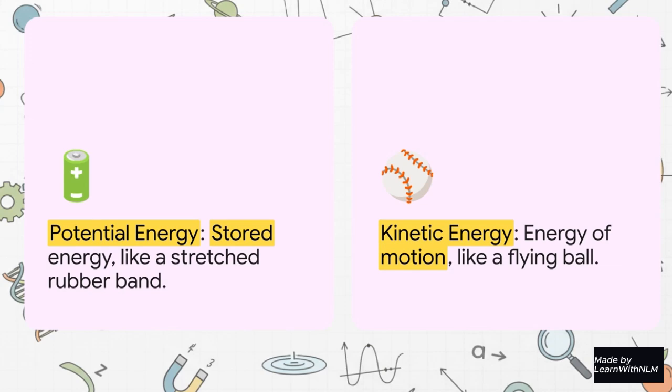First, there's potential energy. This is stored energy, or the energy of position. A stretched out rubber band is just packed with potential energy. A huge boulder sitting at the top of a hill is storing up gravitational potential energy. Then you have kinetic energy, which is the energy of motion. When you let go of that rubber band, its potential energy instantly converts into kinetic energy as it goes flying.